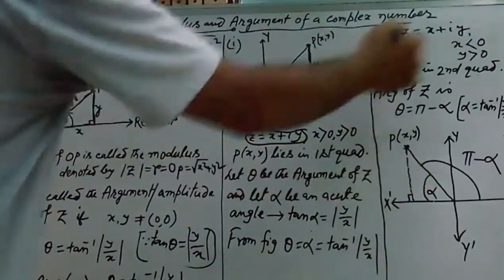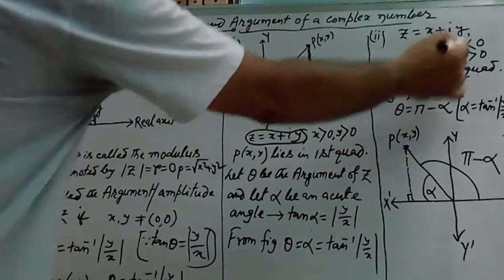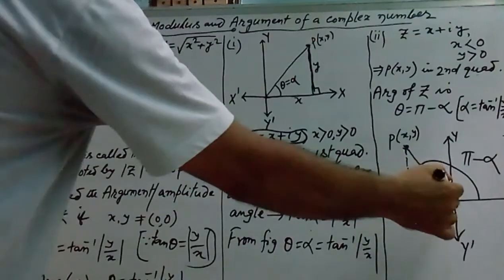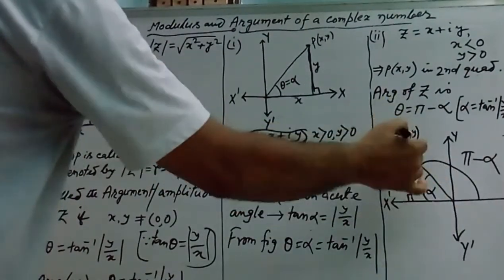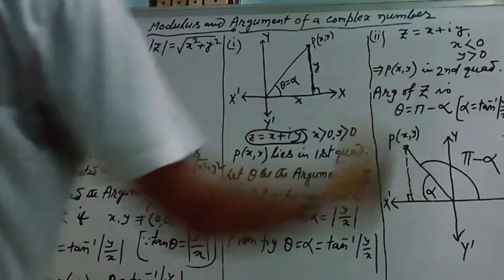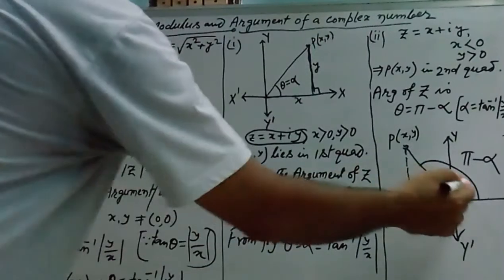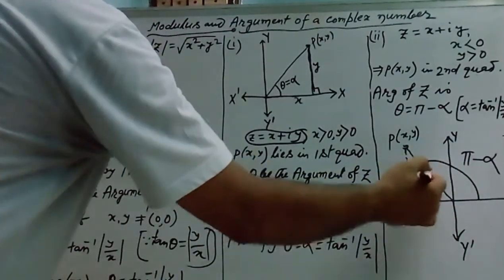In this figure, z is equal to x plus iy, but x is less than 0. X less than 0 means x will come to this side, negative, and y is greater than 0. This means the point P(x, y) lies in the second quadrant. So the argument of z is, here, theta is equal to pi minus alpha.